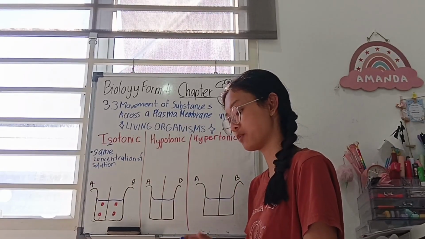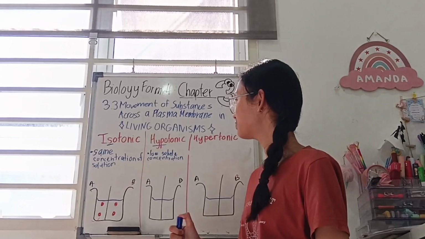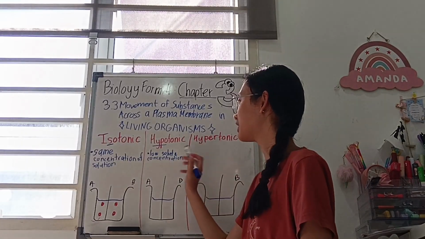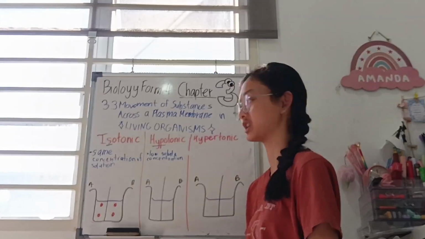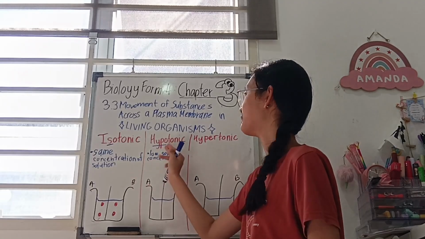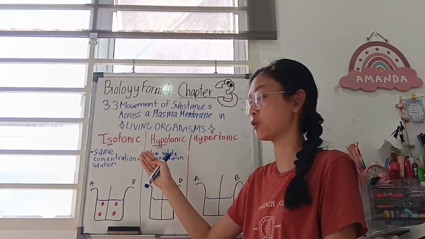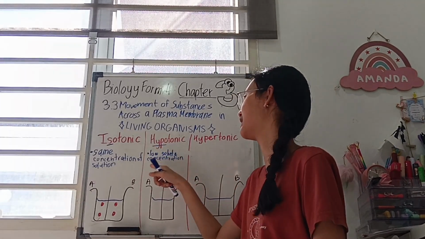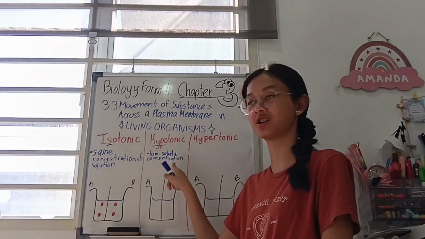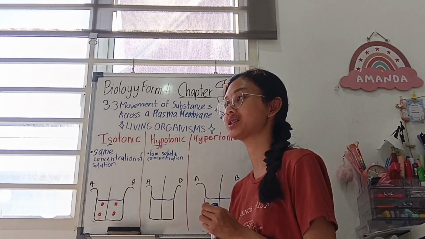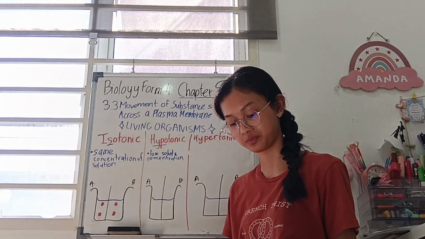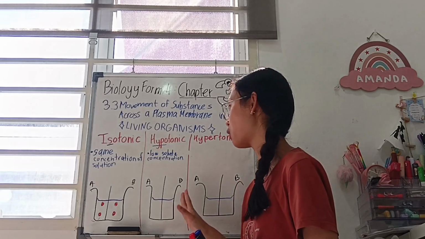So next is hypotonic. Hypo rhymes with low. So hypotonic means low solute concentration. Remember, hypo rhymes with low. So hypotonic is low solute concentration. In other words, it has high water potential. That means it has more water.